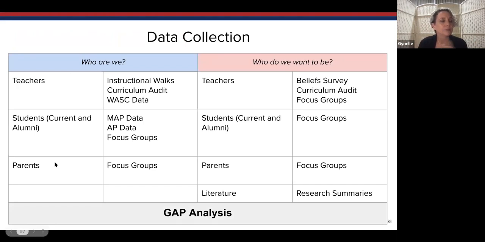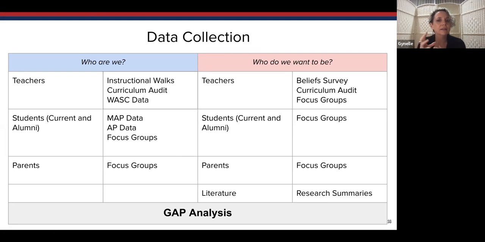So as we were thinking about that, we were trying to really synthesize, where are we, who are we collecting the data from? Where are we getting it from? And you can see that we had the blue, the who are we, and then who do we want to be. So from teachers, we looked through the observations. We did some observations and learning walks. Then we had them do a curriculum audit, which Andrew will share some tools that we used in just a little bit. We also looked at the WASC data that the teachers had helped collect the year prior.